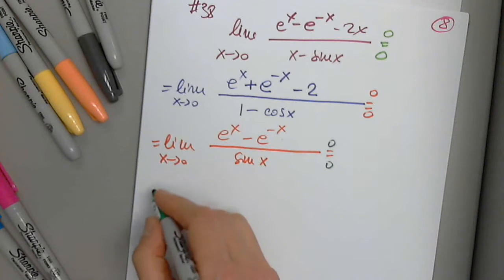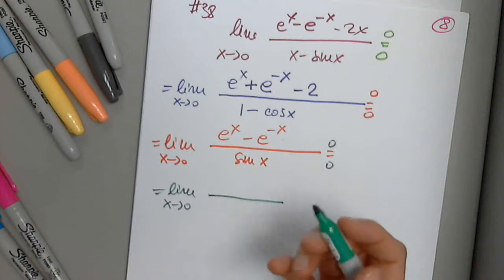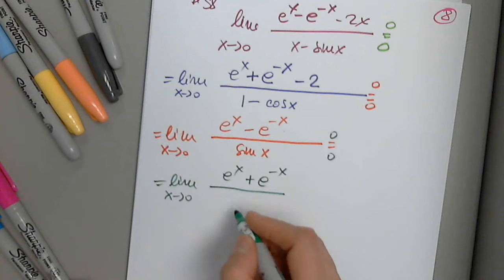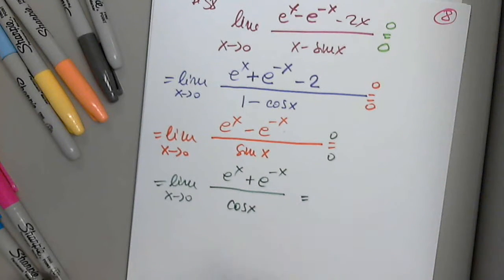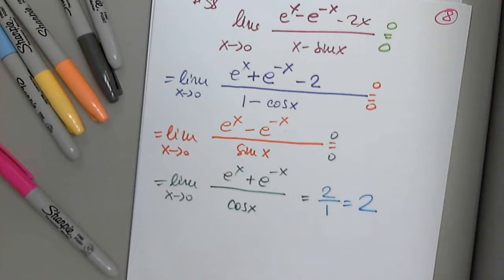Nice. One more time. Limit as x approaches 0. The top we know already. It's e to the x plus e to negative x. And the bottom is cosine x. And we hope that this is the end of it. So what is it? The top is 2, and the bottom is 1. So it's 2.